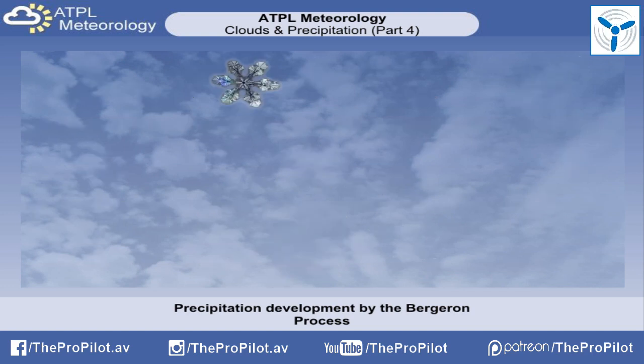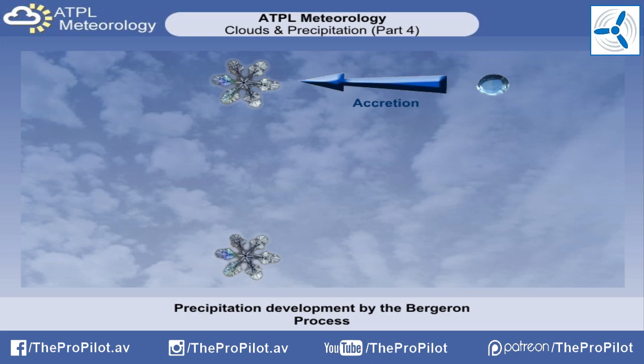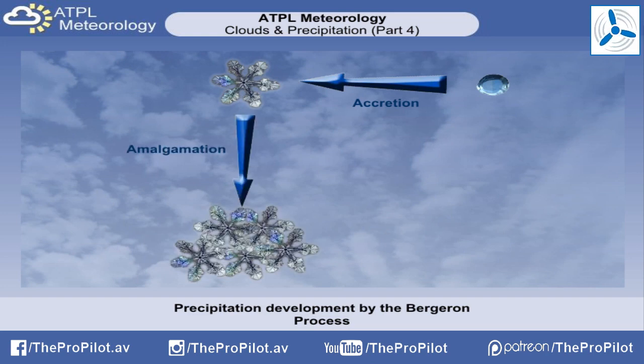Once ice crystals are created, they have a relatively large fall speed, and hence drop out towards the ground quickly. They will grow further by accretion. This is when any water droplets collide with the ice crystals and freeze on contact. If they start to melt, they become sticky. They can then amalgamate into large clusters of ice crystals, that is, snow.